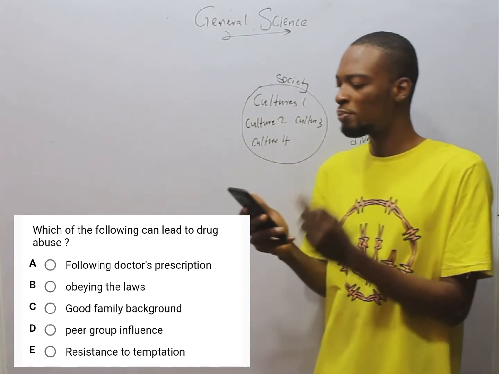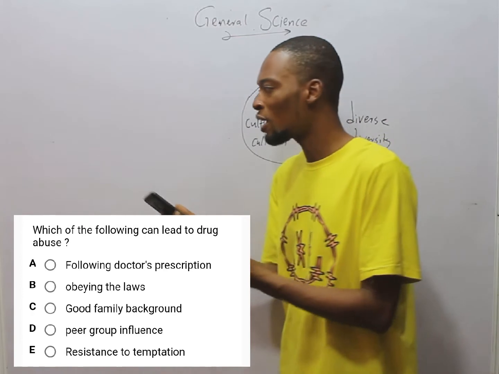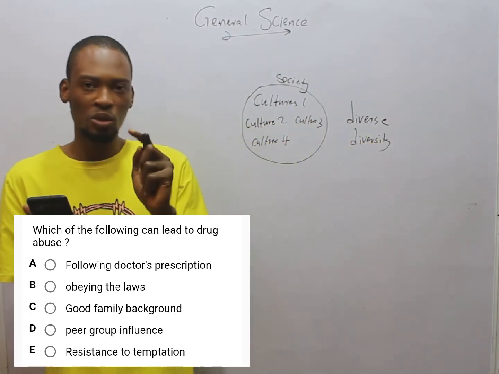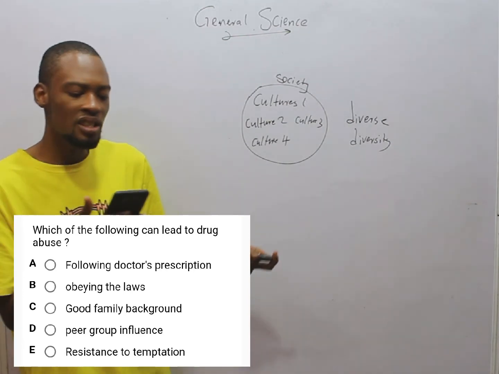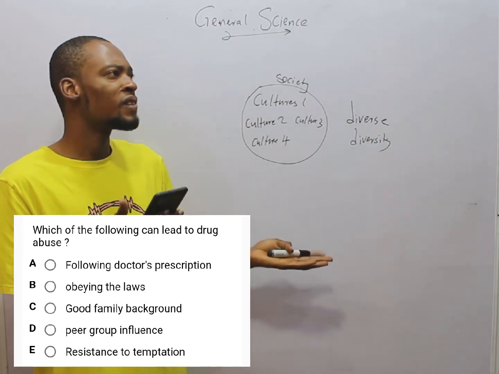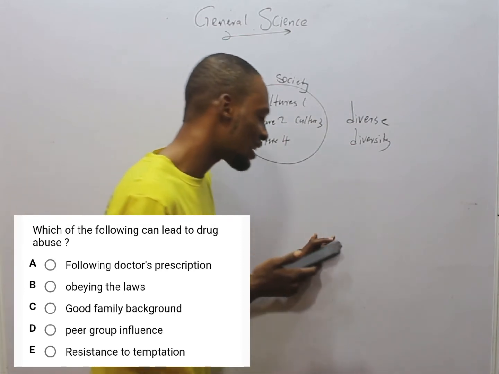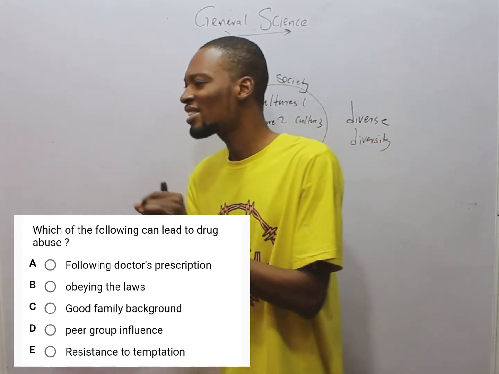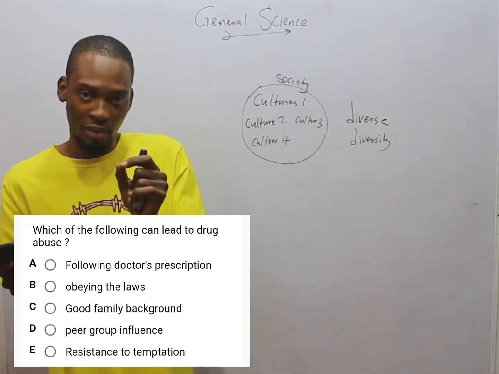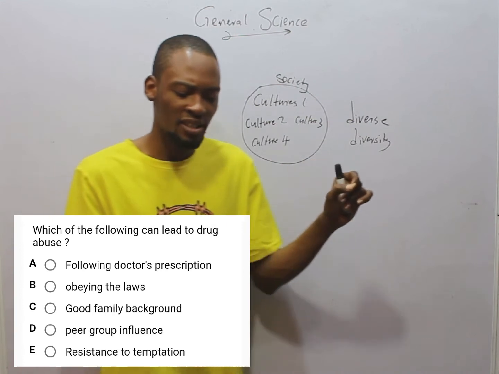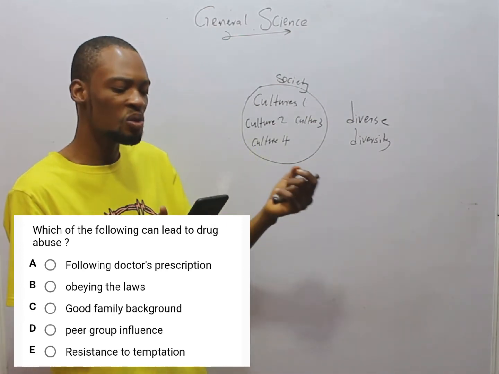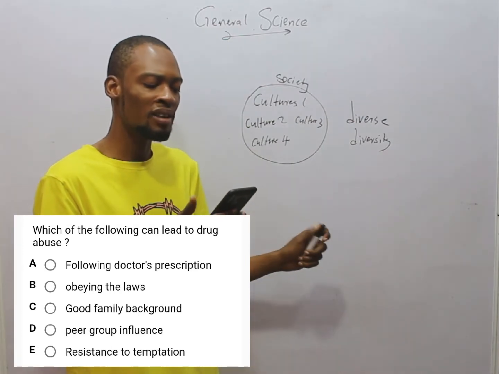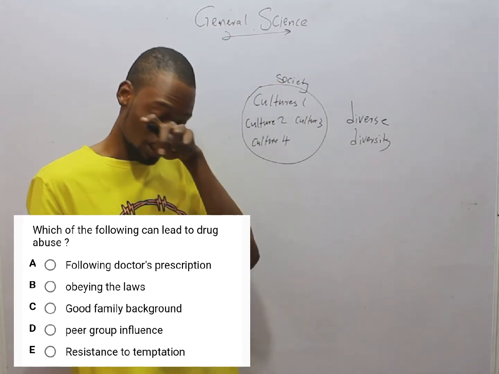B says obeying the laws. If you are obeying the laws, you will not abuse drugs. So drug abuse is simply not obeying the law. C, good family background. If you have a good family background, there is a high chance that your family members would have advised you, see, don't take drugs that are not prescribed. Take drugs that the doctor prescribes for you, that is okay. Take drugs that follow the law. So good family background will not make you abuse drugs.